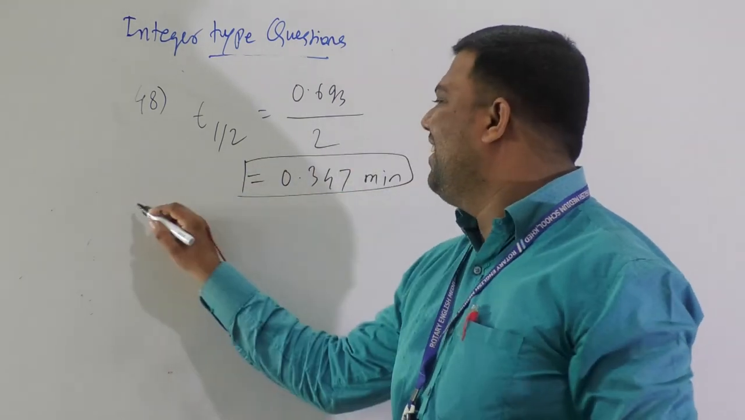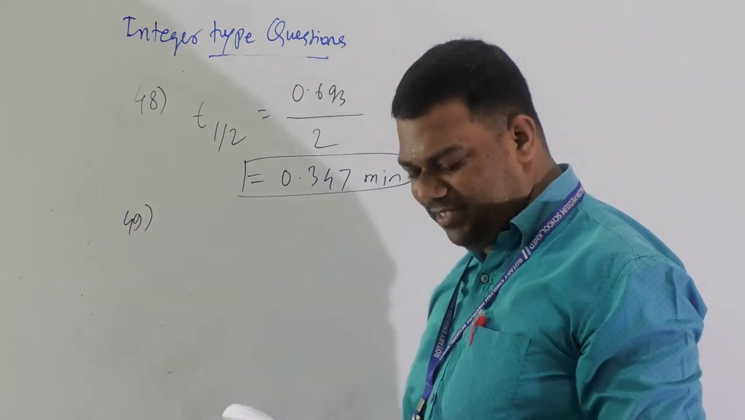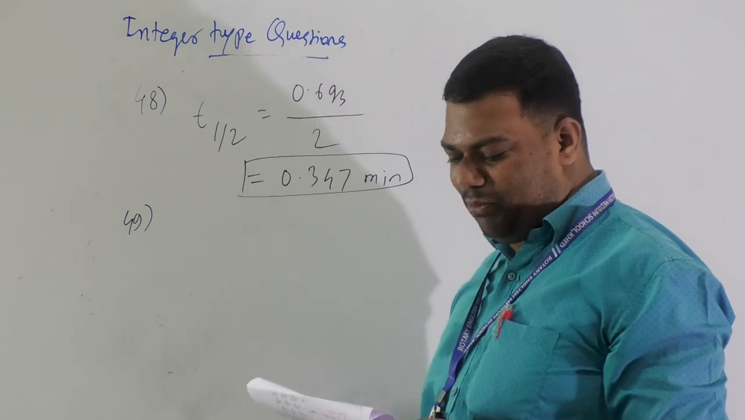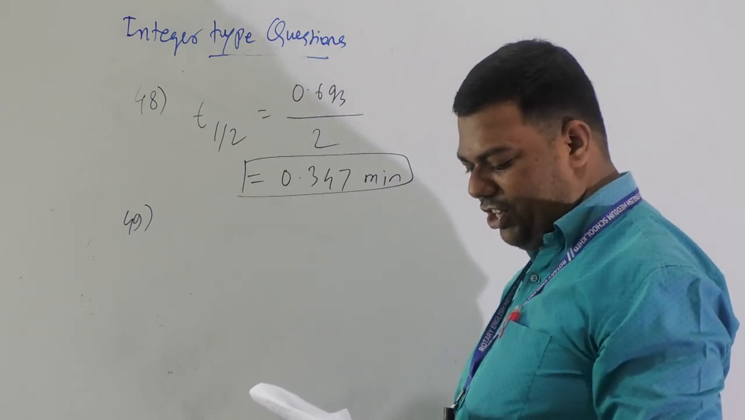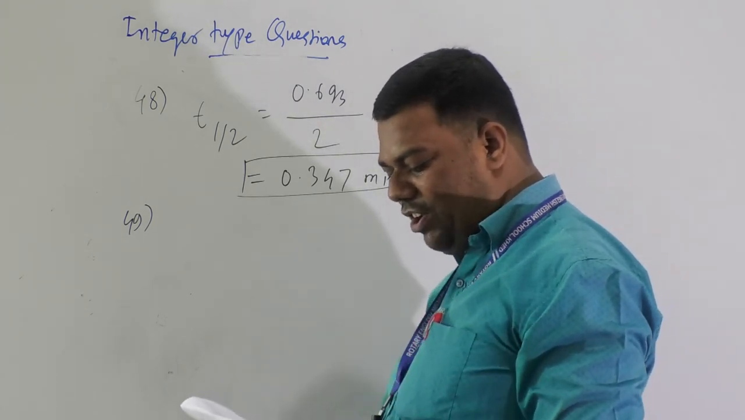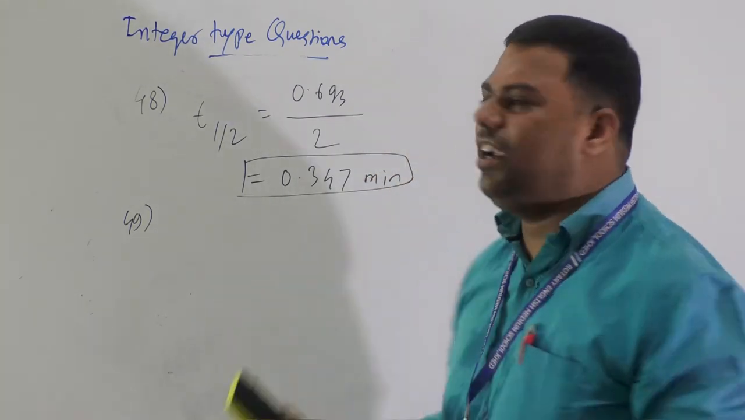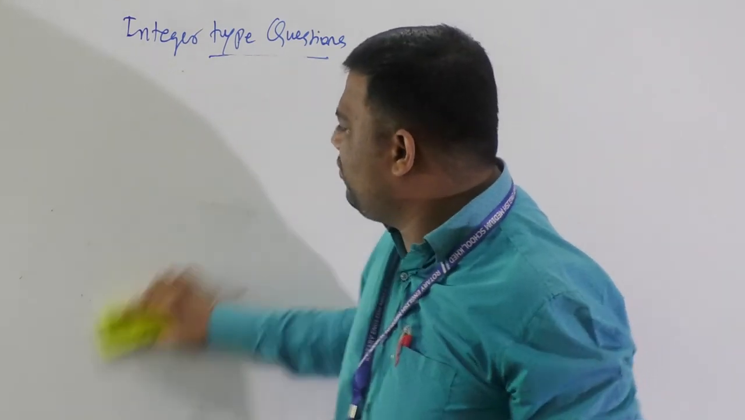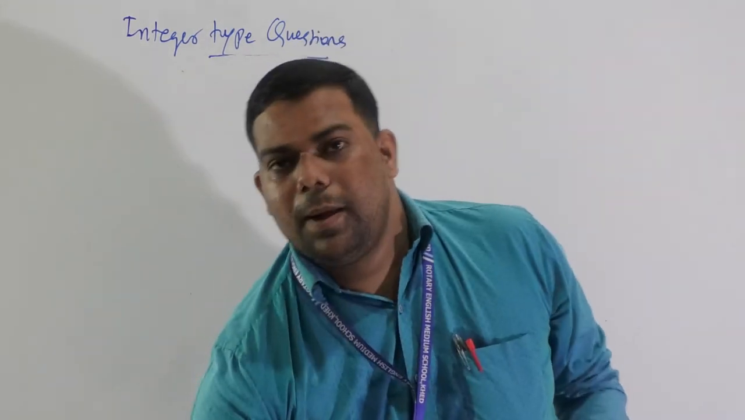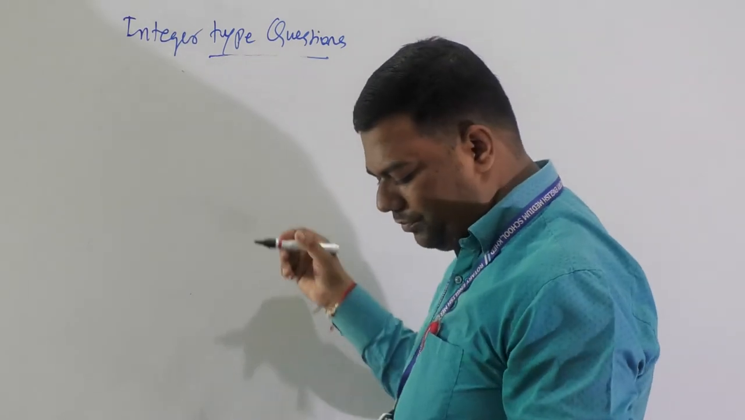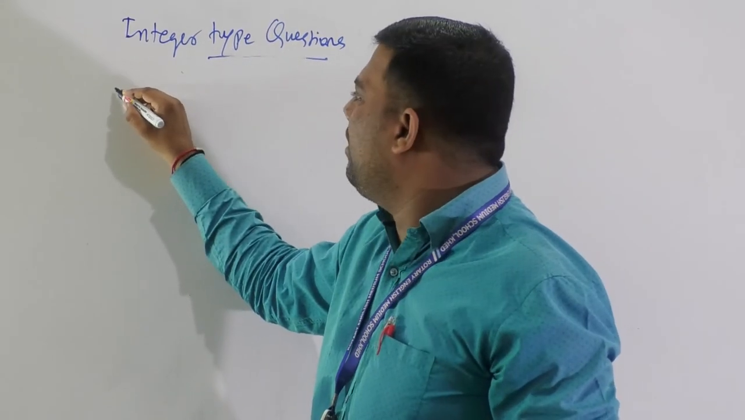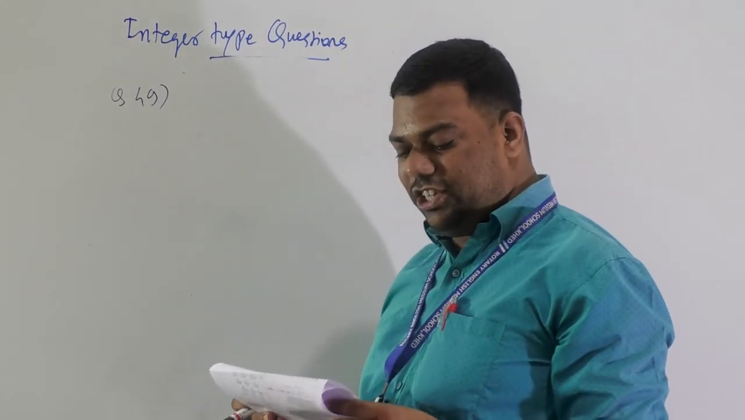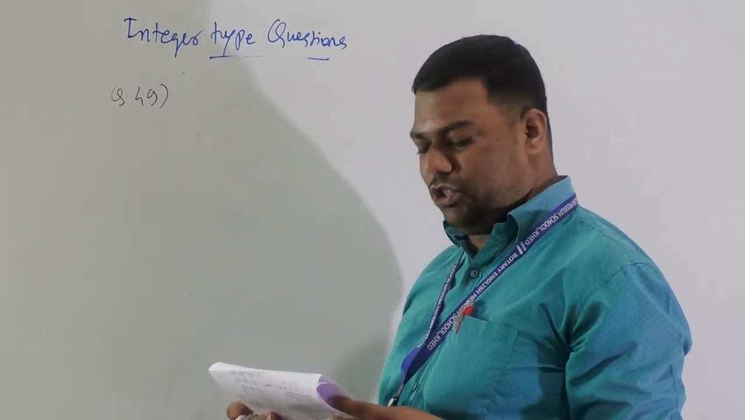Then next, question number 49. A first order reaction takes 40 minutes for 30% decomposition. Calculate its T half. Okay, we will calculate. For that we need more space here. So question number 49, the second last question we are dealing with. See here: a first order reaction takes 40 minutes for 30% decomposition.